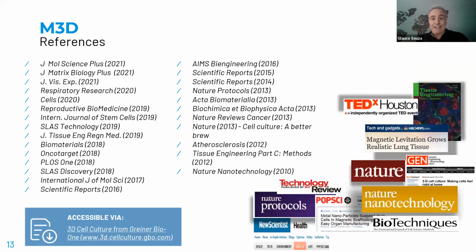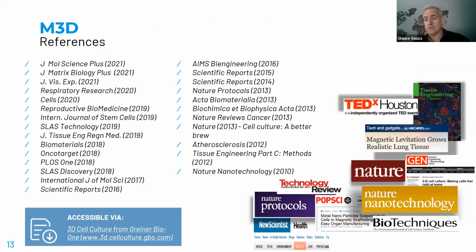So I like to show this slide because, as I said, on our journey we started as a small company, Nano 3D Biosciences, and I like to say that the best marketing is a good publication. We worked really hard to validate the technology and publish in really good journals. And of course, we also use magnetic nanoparticles.